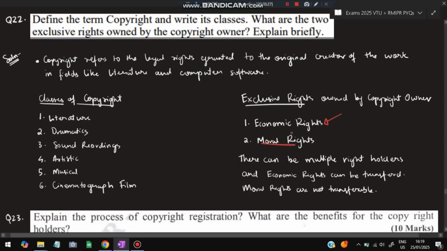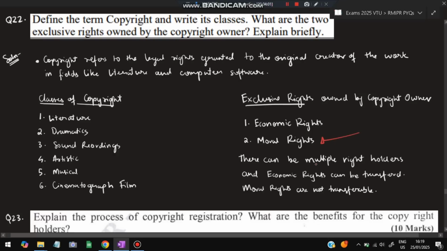Next is moral rights. Moral rights are the author's personal connection to the work. For example, the right of paternity means the author has the right to be recognized even after the work is given to someone else. The author's name remains on the book or the film even after it is published or adapted by others. And also the right to integrity: the author can stop someone from using the work to insult the author, or from changing the meaning or message in a way that can harm the author's reputation. That is a moral right.